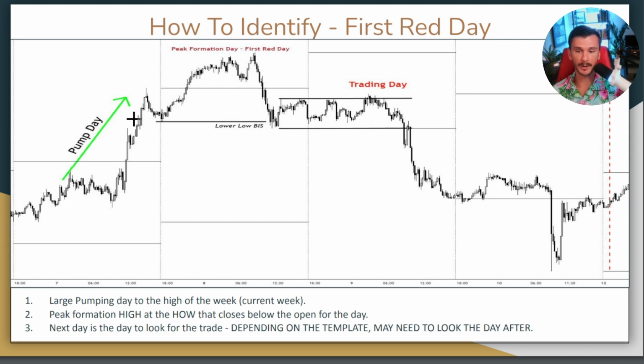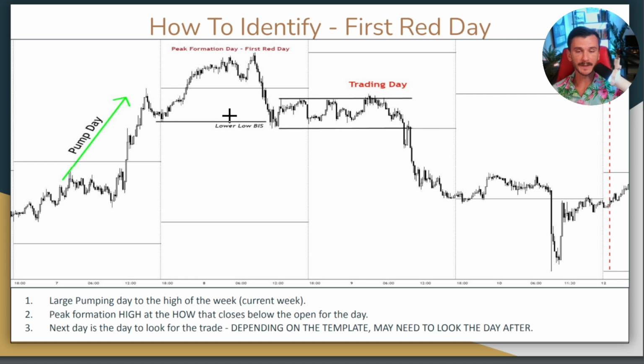So in this example, you have your pump day. I'm going to refer to that as A. And then you have B, which is your second day of the template, the peak formation day. They put in this larger M, and then they broke down and closed below the opening price for the day. On the following day, this is C. A plus B equals C. This is the day that I'm actually looking to take my trade.